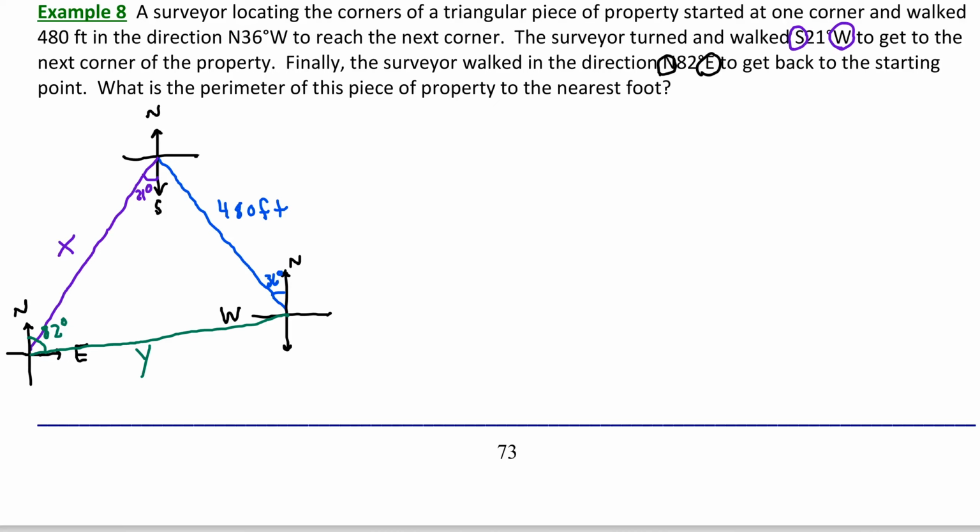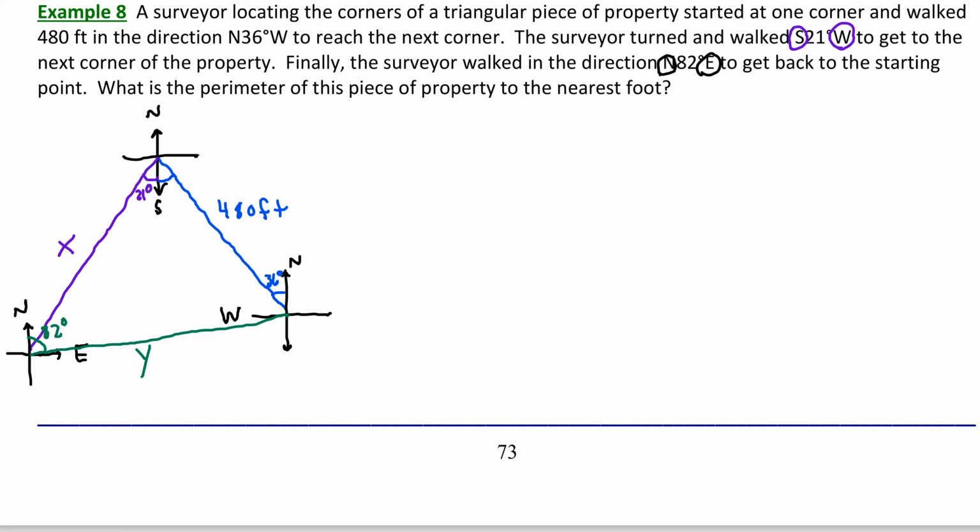The surveyor needs to determine from these measurements the perimeter of this piece of triangular property to the nearest foot. In order to do that, we need to know the measures of the interior angles, and then we can apply the law of sines to solve the triangle. Let's begin with the vertex at the top.